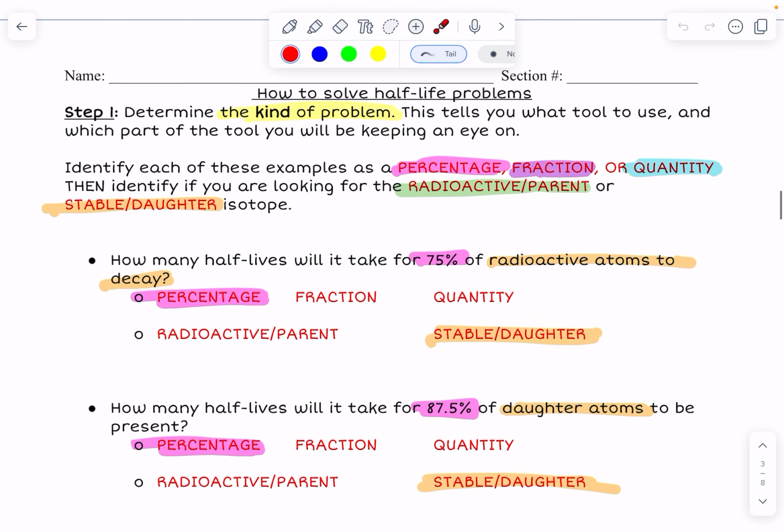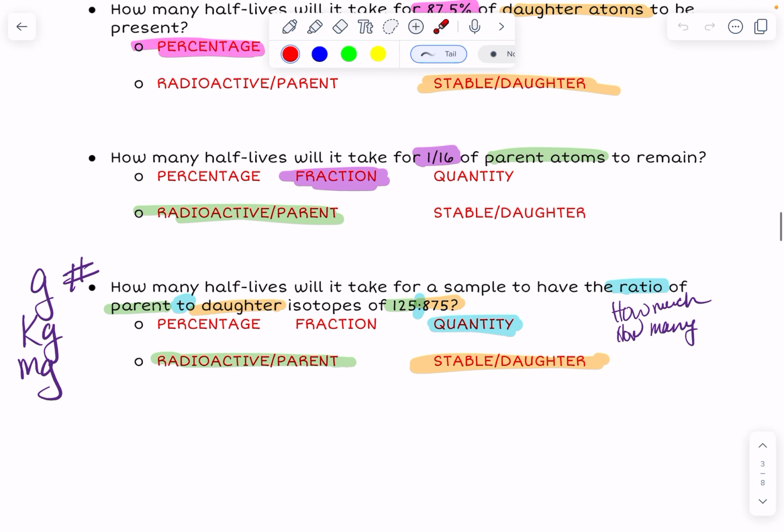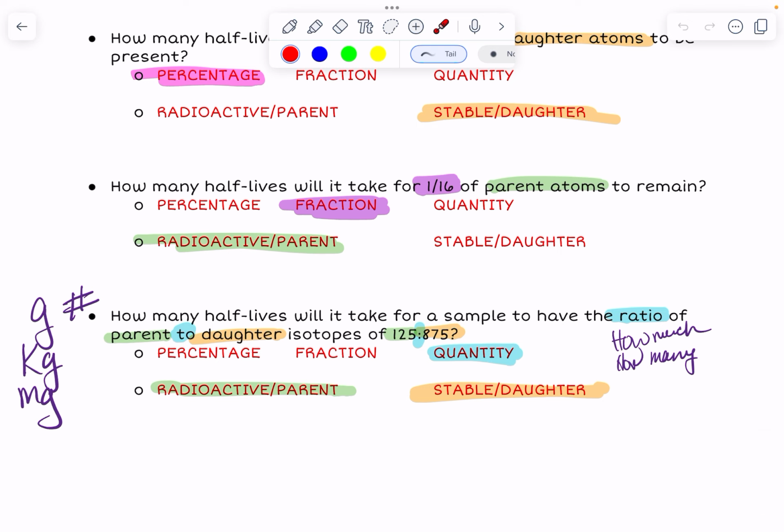The last kind of problem is going to be a quantity problem, and you might see this in a couple of ways. It might talk about a ratio. It might actually say the word quantity, so it might say how much or how many. If it says ratio, it might talk about both parent to daughter isotopes. So this is talking about both the parent and the daughter, and it's represented by this ratio right here. And so we can see this is parent, this is daughter. Another way you can identify quantity problems is they might use numbers like this. So this one's using an actual number. It might have values like grams, kilograms, or milligrams.